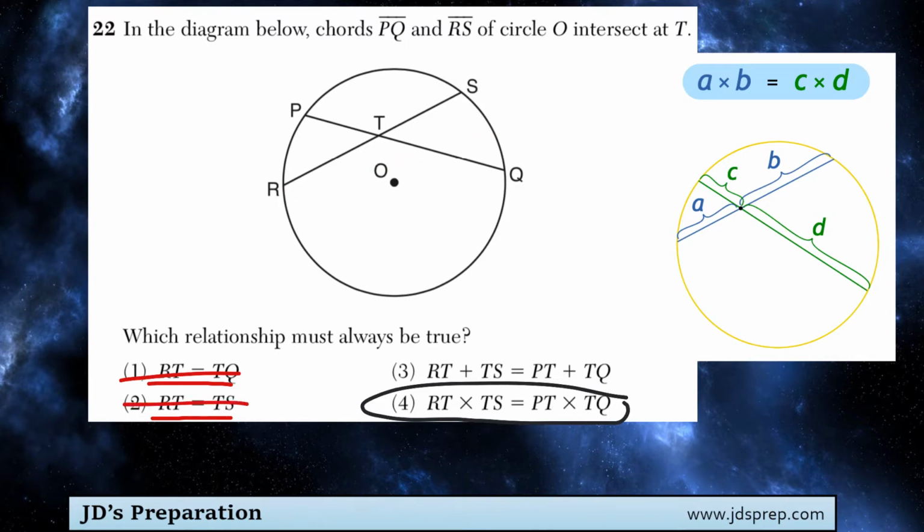And then the last one, RT plus TS, which is basically just the distance from here to here, they're saying that it's always going to be equal to the line from PT to TQ. So they're really just saying that the length of those chords are always going to be the same. And obviously that's not true. You could have this RTS chord being really short. It could be just from here to here, right? So you could also troubleshoot it that way to find out that the answer has got to be option number 4.